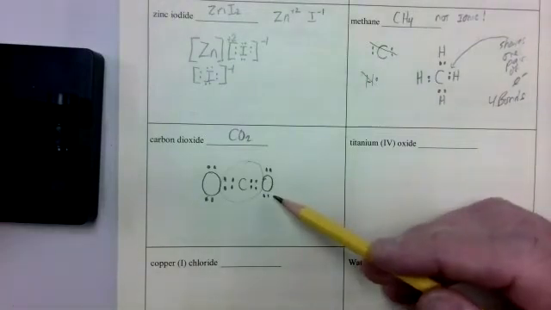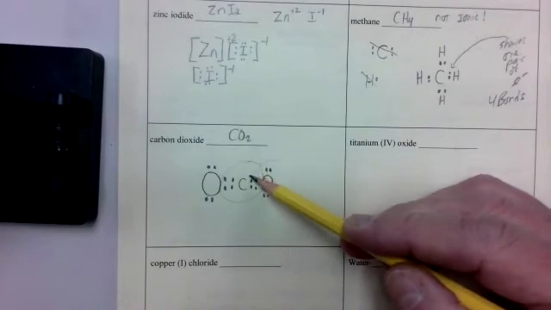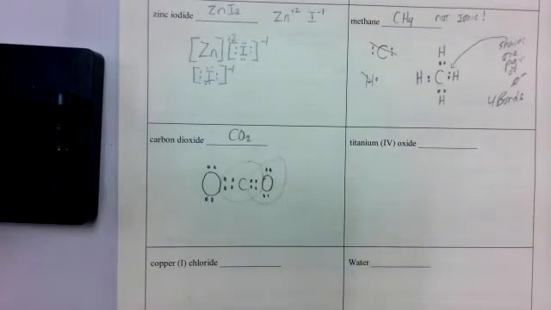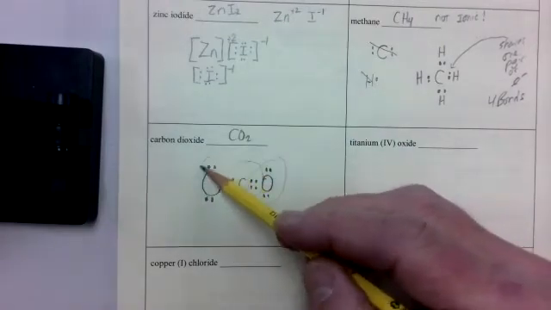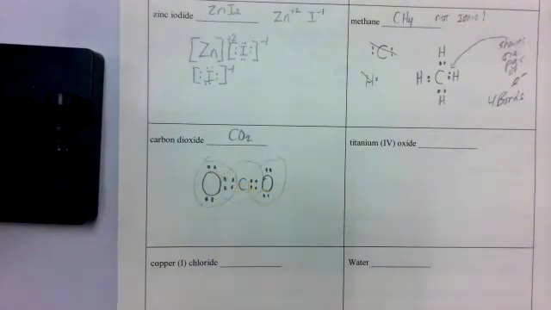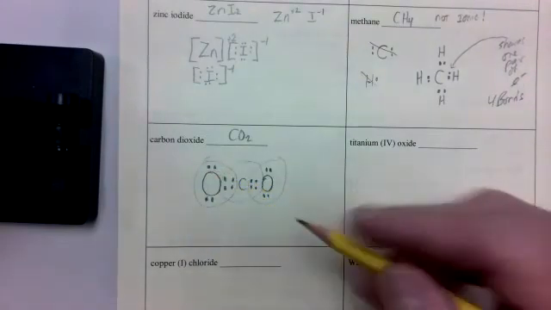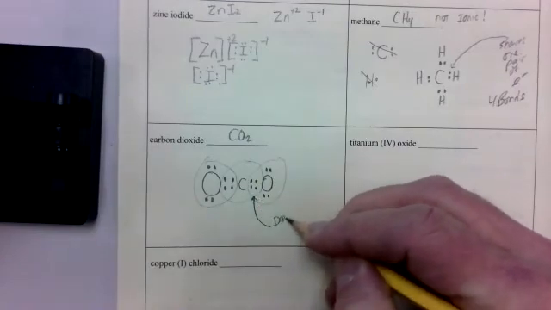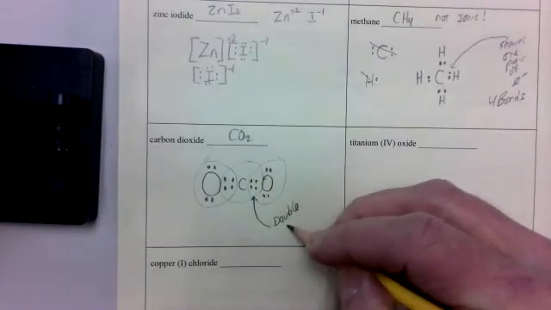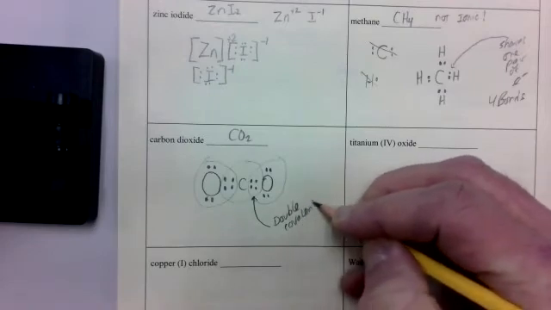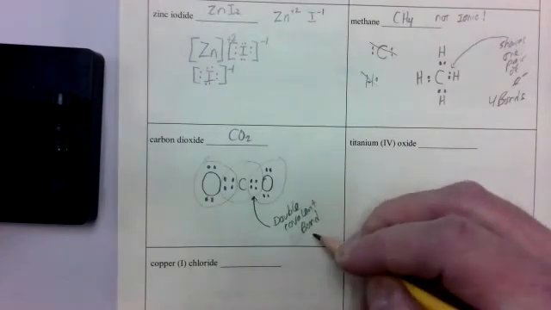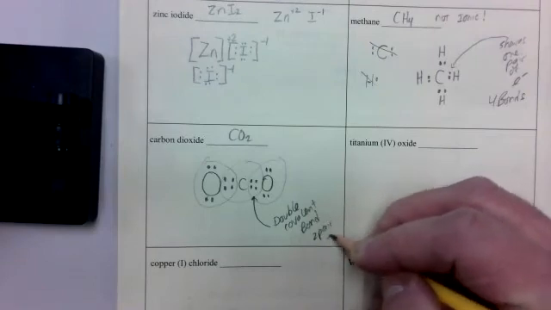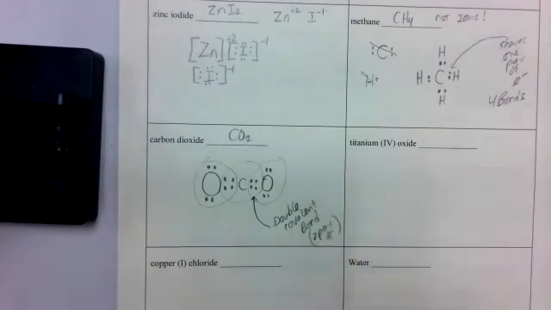This oxygen has 6 electrons of its own, and it's going to borrow 2 from the carbon and get a full outer orbital. And this oxygen, too, is going to have a full outer orbital. And right in here, that's called a double covalent bond. Double because it shares 2 pairs of electrons. And it's covalent because they're sharing electrons.